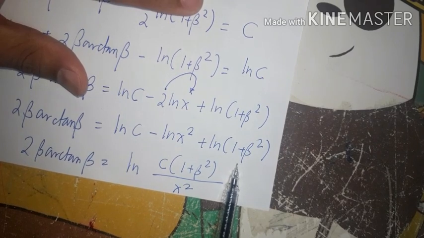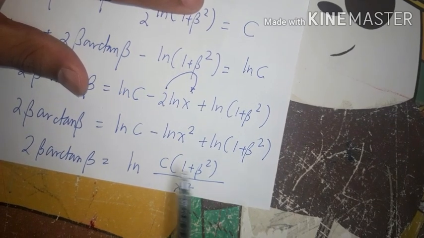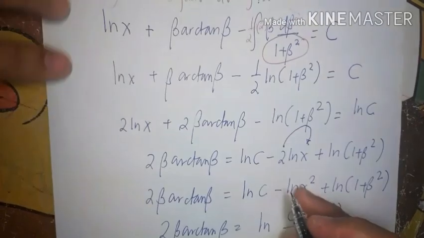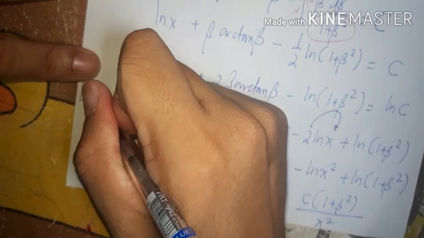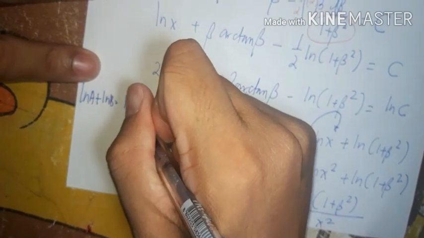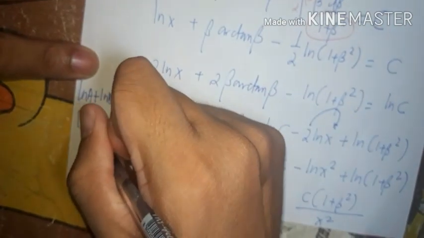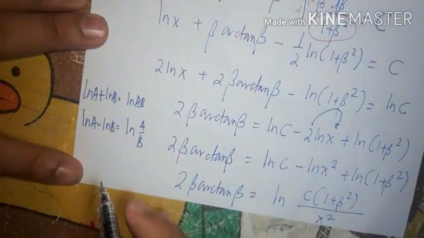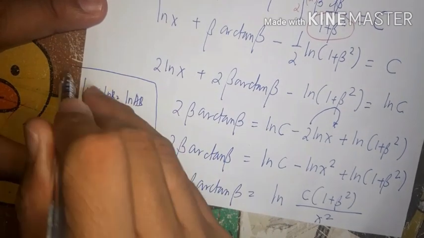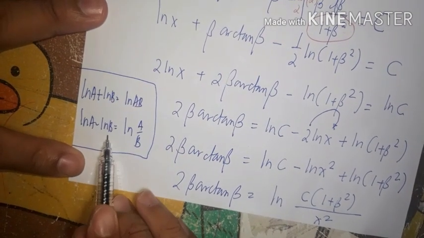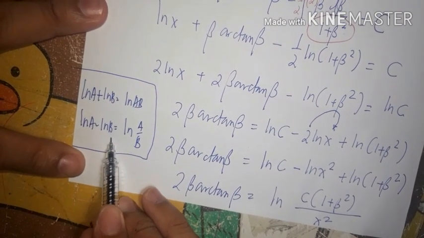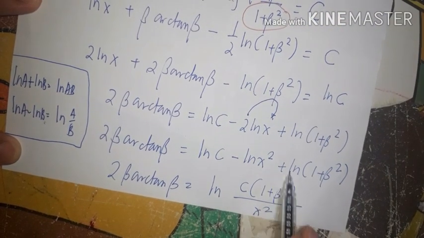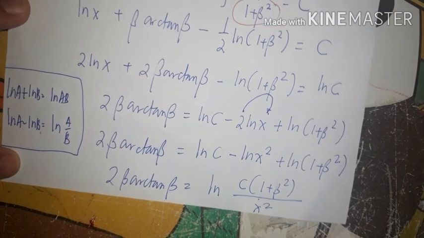Again, using property ng logarithm. Kapag ka plus, pinagta-times. Pag minus, na-i-over natin. So again, ang ginamit nating rule, ln A plus ln B is ln AB. ln A minus ln B is ln A over B. So, pagka naka-minus, inilalagay lang natin sa ilalim yung letter B. So, kung ln of x squared, this will represent the B, so lalagay lang natin siya sa denominator.